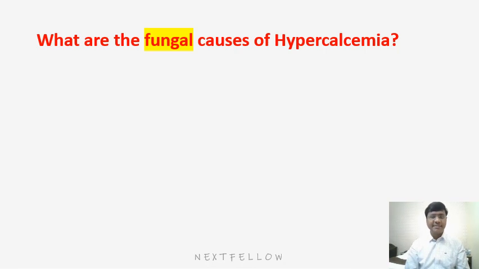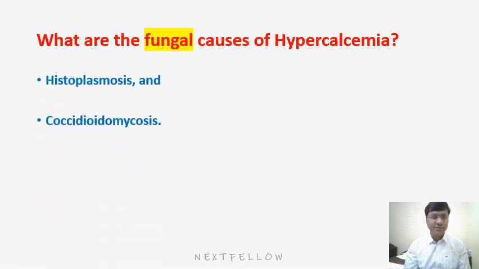Now, at the same time, there are certain fungal infections which will cause hypercalcemia. These include histoplasmosis and coccidioidomycosis. Histoplasmosis is also associated with adrenal insufficiency, right? It also causes Addison's disease as well. So please remember, these are the fungal infections which will cause hypercalcemia.